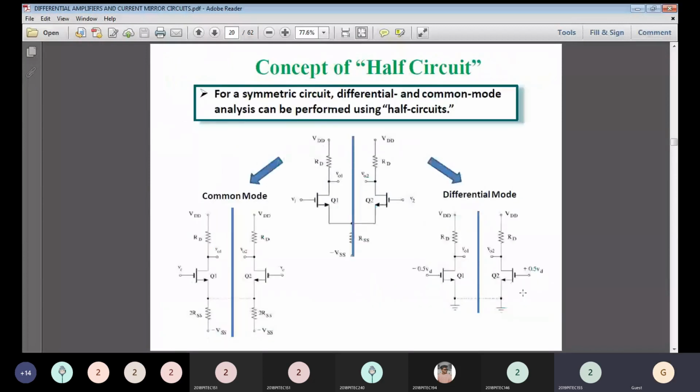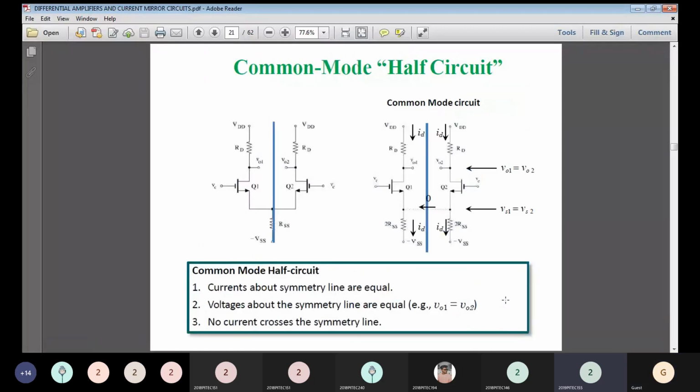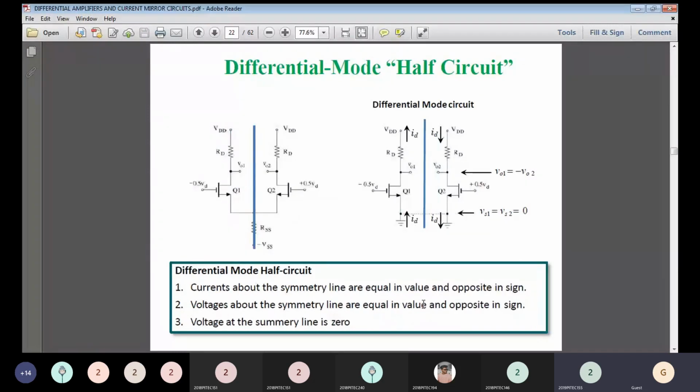So this is the concept summarized here, both common mode and differential mode in the same slide. It is the common mode and differential mode half circuit concept. The points to remember: in a common mode half circuit, currents about the symmetry line are equal, and voltages about the symmetry line are equal. That is, V01 is equal to the voltages at both sides of transistors Q1 and Q2. There is no current across the symmetry line.